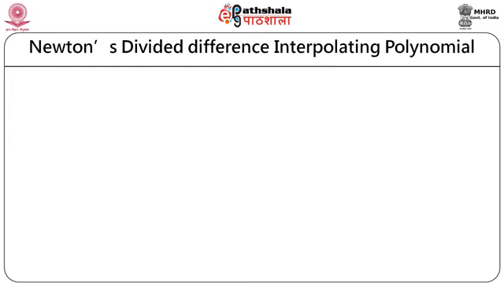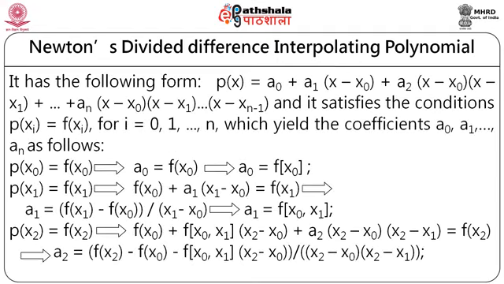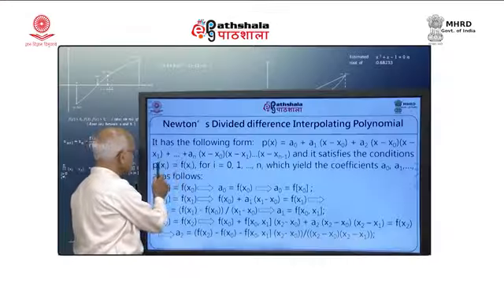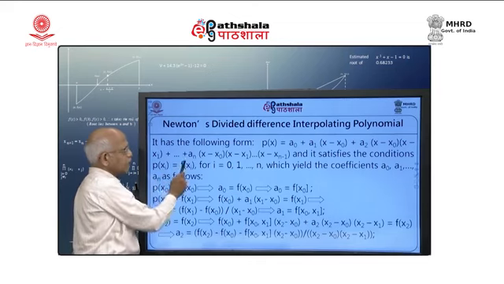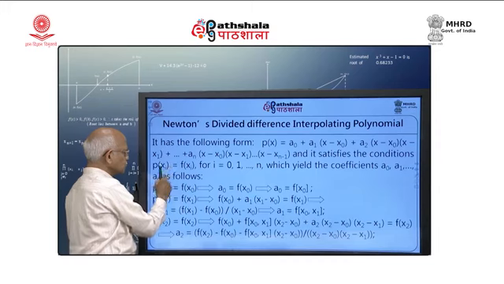Now, we come to the derivation of Newton's divided difference interpolating polynomial. We already mentioned that Newton's divided difference interpolating polynomial is written in this form: p x equal to a 0 plus a 1 into x minus x 0 plus a 2 into x minus x 0 into x minus x 1, and so on up to n factors like that. And it satisfies the condition that p x i equal to f x i for i equal to 0, 1, 2, 3 up to n, which yields us the coefficients. So, there are n plus 1 conditions here and n plus 1 unknowns, so I will get the n plus 1 unknowns using these conditions.